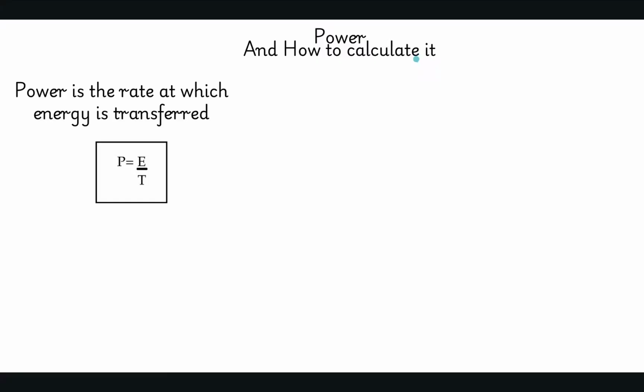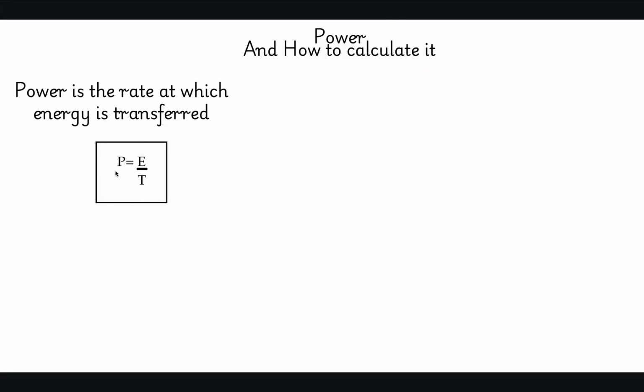So now we're going to look at power and how we can calculate it. Power has two different definitions and two different equations depending on what's actually been going on. So firstly, power is the rate at which energy is transferred, and we use this equation. So power is equal to energy over time.